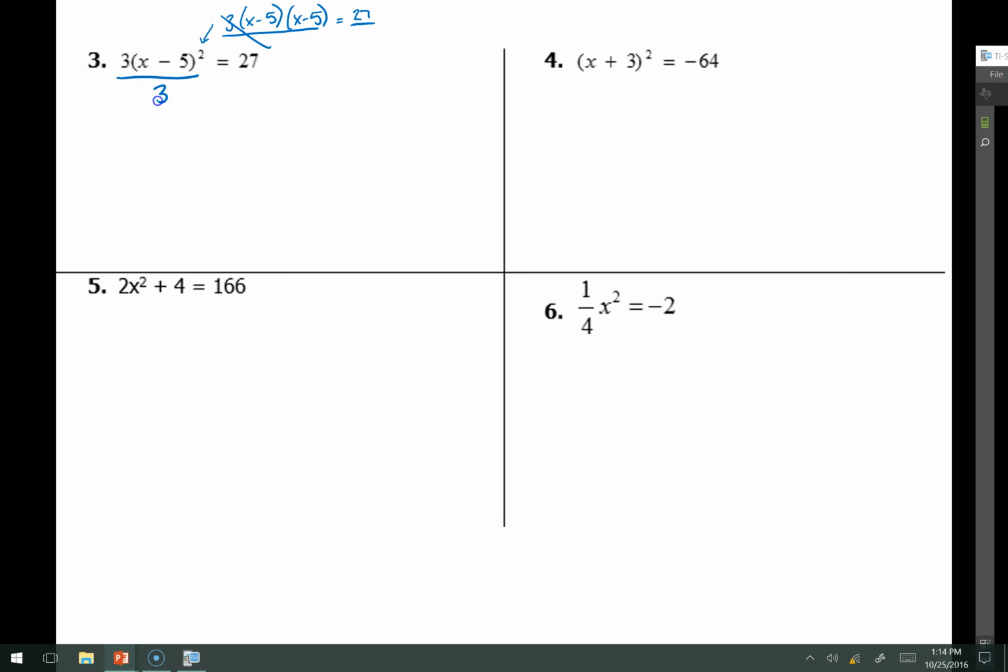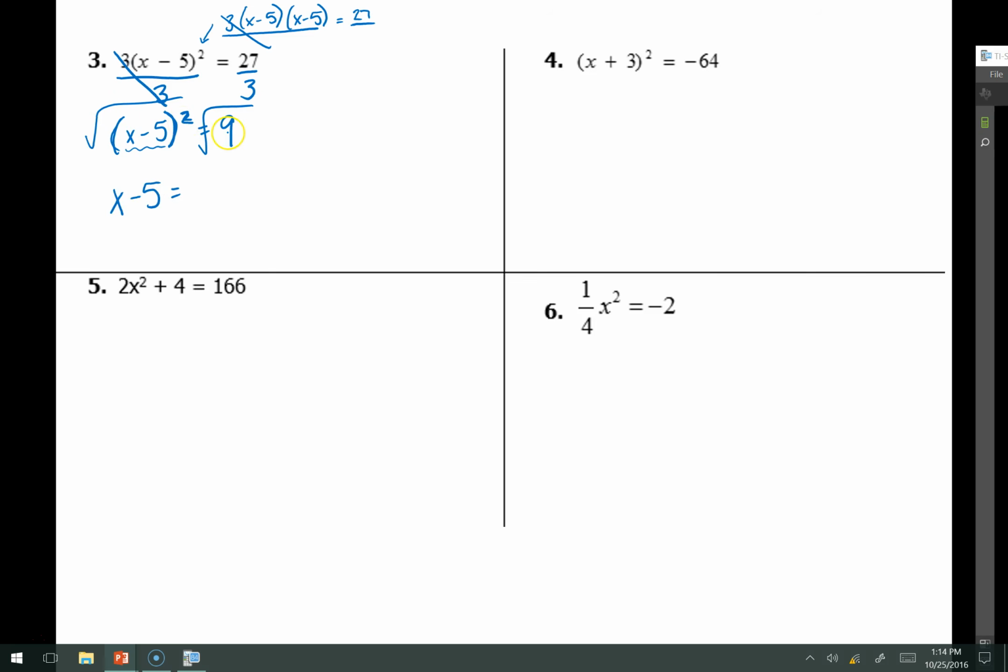So let's go ahead and do that. We're dividing both sides by 3. They divide out. It leaves me with the quantity x minus 5, quantity squared, is equal to 9. Now I have the quantity that's being squared alone on the left-hand side. So now I get to take the square root of both sides. The square root of a squared number is just the radicand without that square exponent. So I have x minus 5.